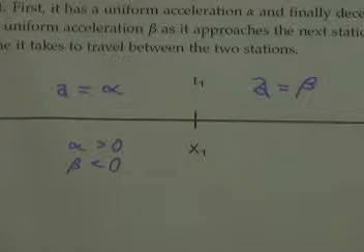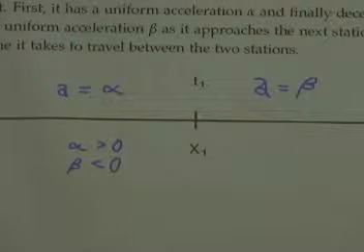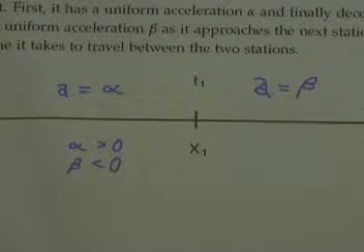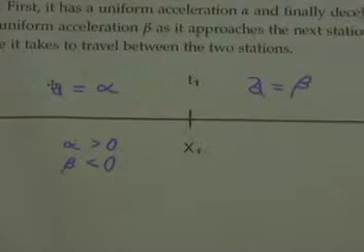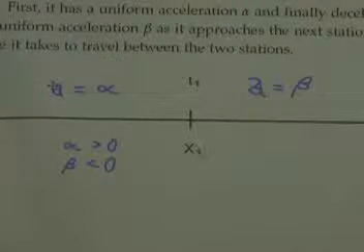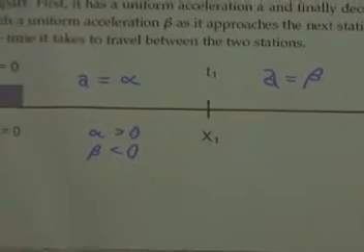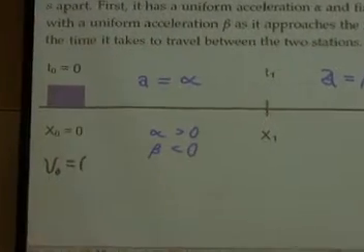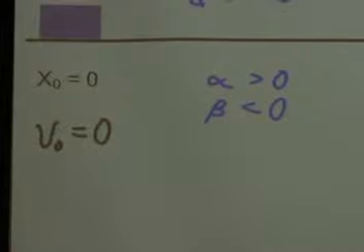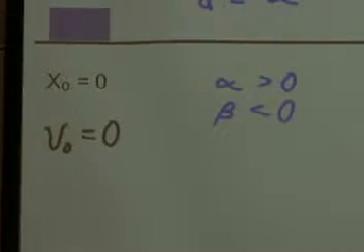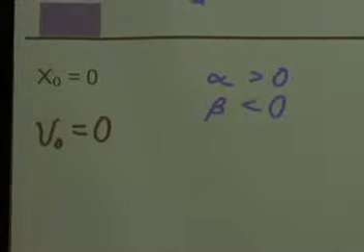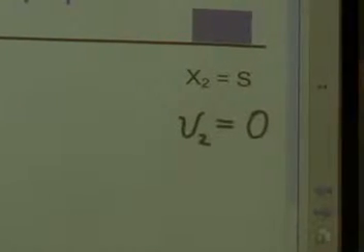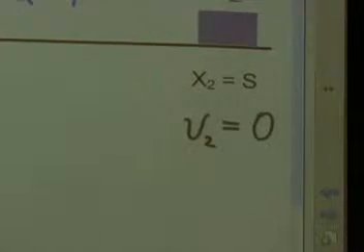Another bit of information that is not given to us explicitly, but we're expected to reason for ourselves, is the velocity. The velocity at time 0, the initial velocity, is equal to 0. That is, the train begins from rest. It was stopped at the first station, and at the end, V2 let's call it, the train comes to a stop at the terminal station. So the velocity will also be 0 there.